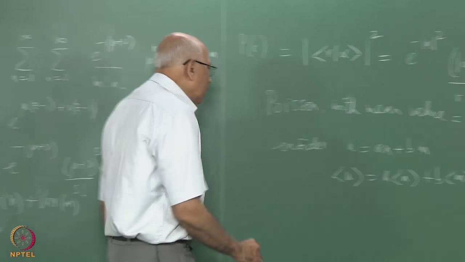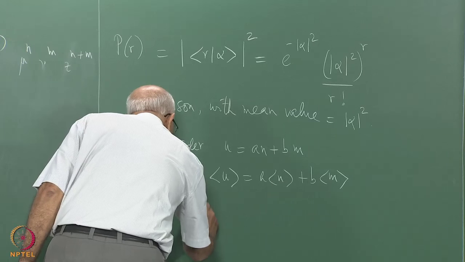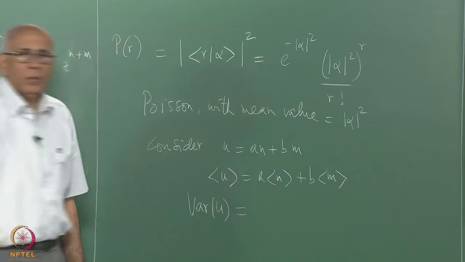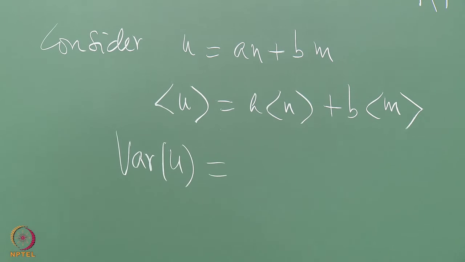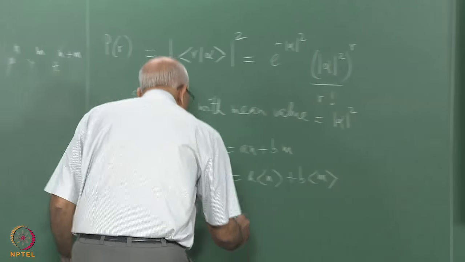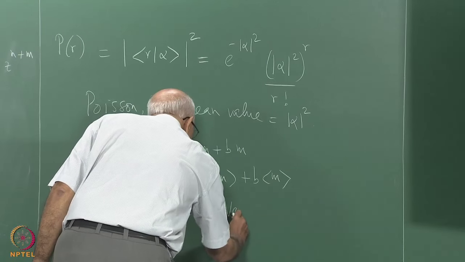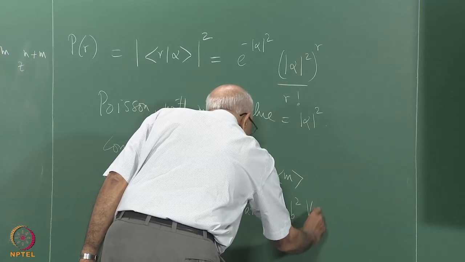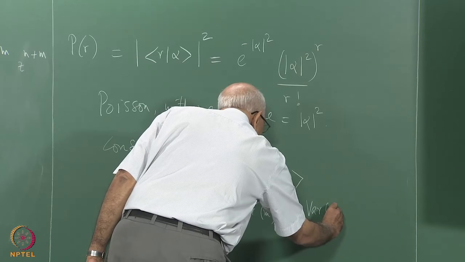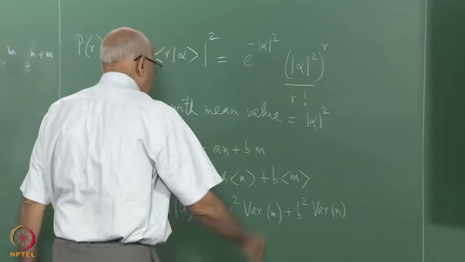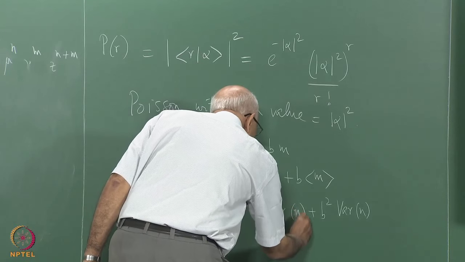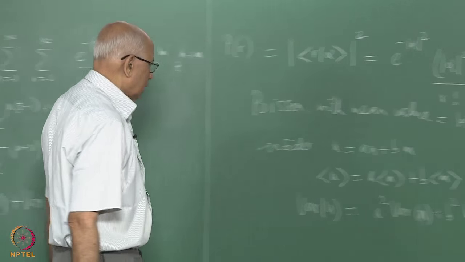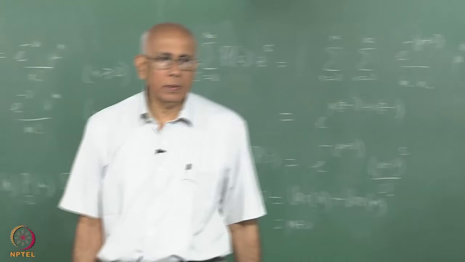What do you think is the variance of it? It is a squared, because you are now finding the variance. So, it is a squared variance of m plus b squared variance of n. The other way, n plus m in this fashion. Okay.